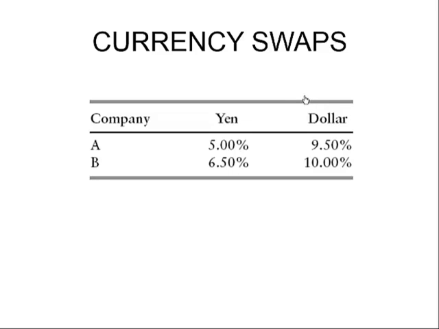Now, just like we studied the theory of comparative advantage in plain vanilla swaps, the theory is similarly applicable in the case of currency swaps, as we will see in the example below. So let's assume that company A is a big multinational company, and for borrowing in yen, it is able to attract a rate of 5%.